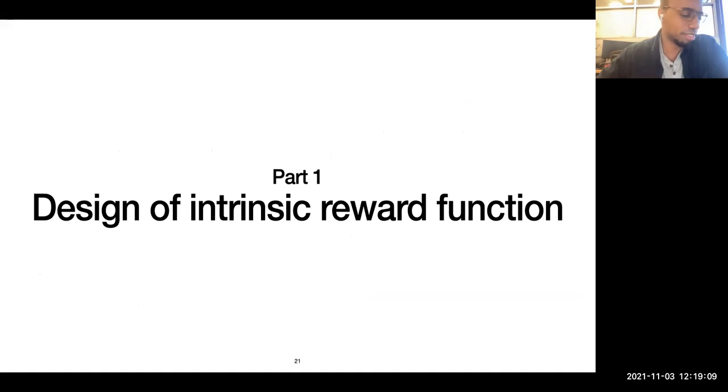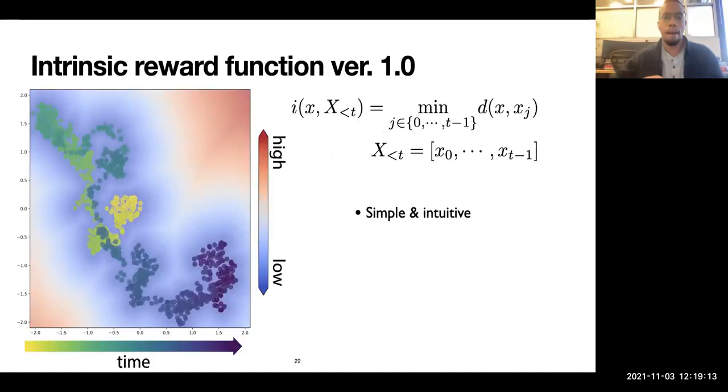Okay, so let's get started. So we're going to move into part 1. So one intuitive choice for intrinsic reward function is the following.